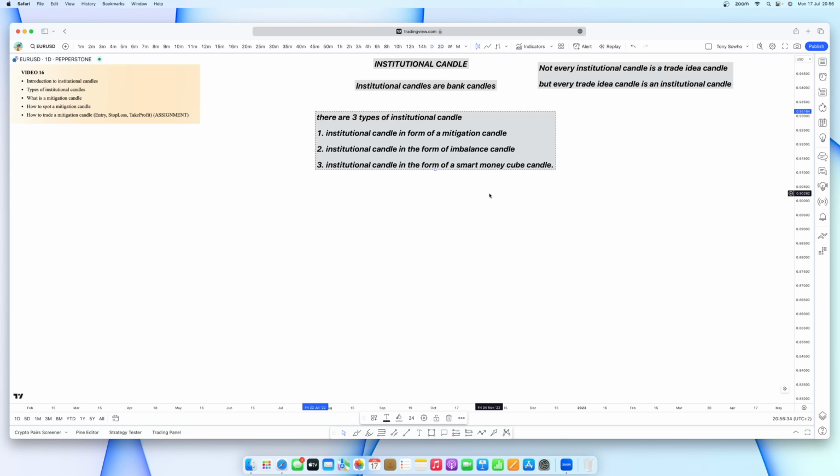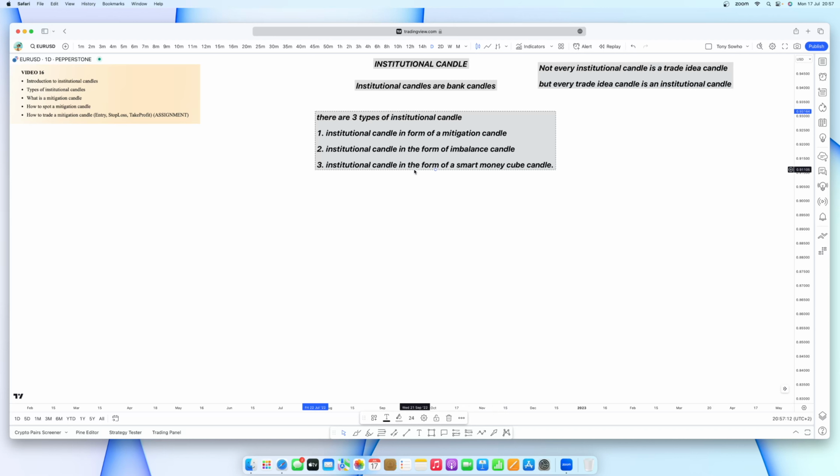So you see it now? Not every institutional candle is a trade idea candle. Every candle you see on your chart is an institutional candle, but not every candle is a mitigation candle, not every candle is an imbalance candle, and not every candle is a smart money cube candle. These three things are what differentiate the institutional trade idea candles from the other institutional candles we have.